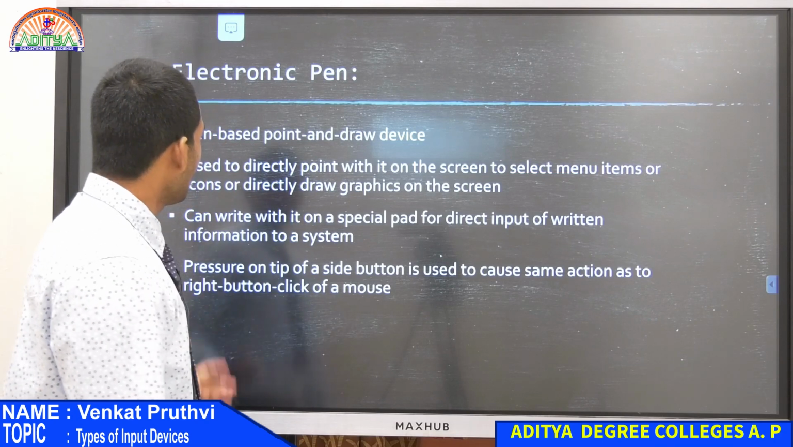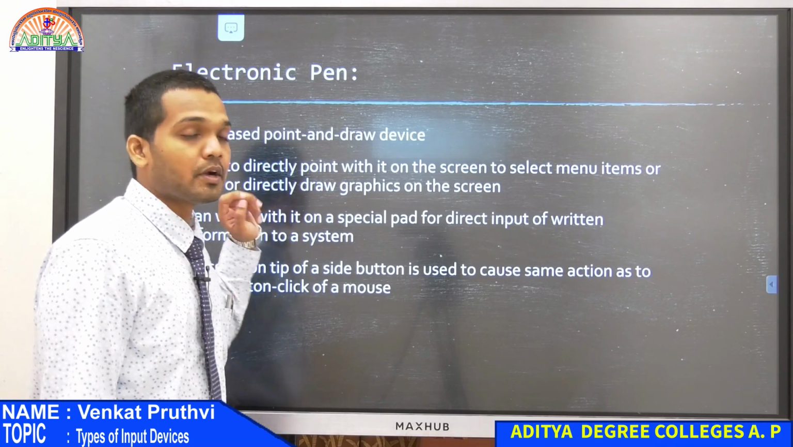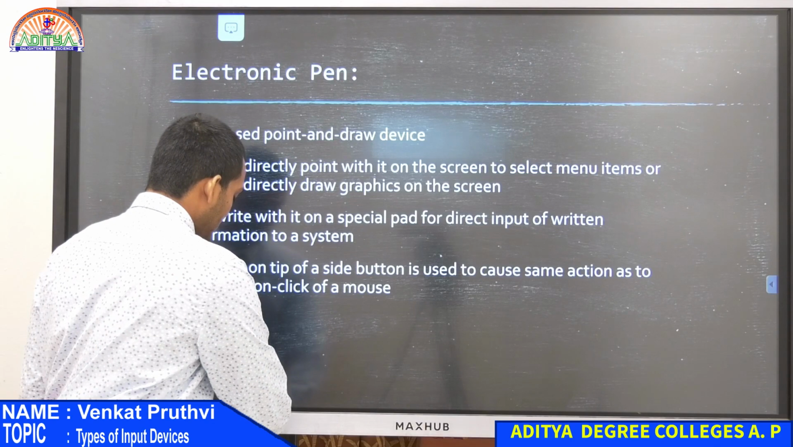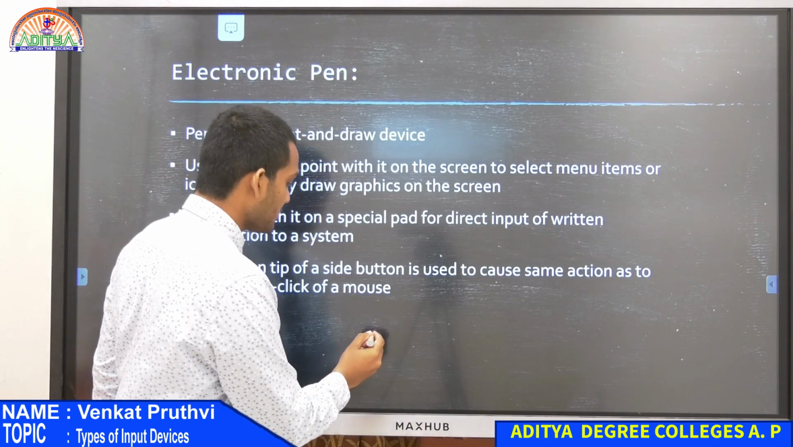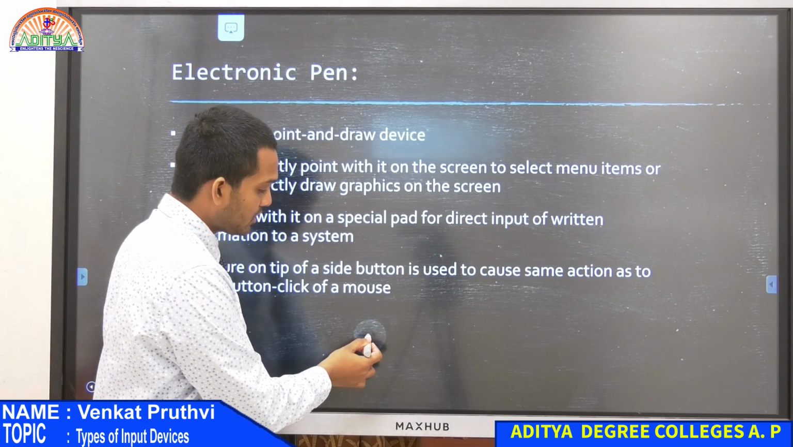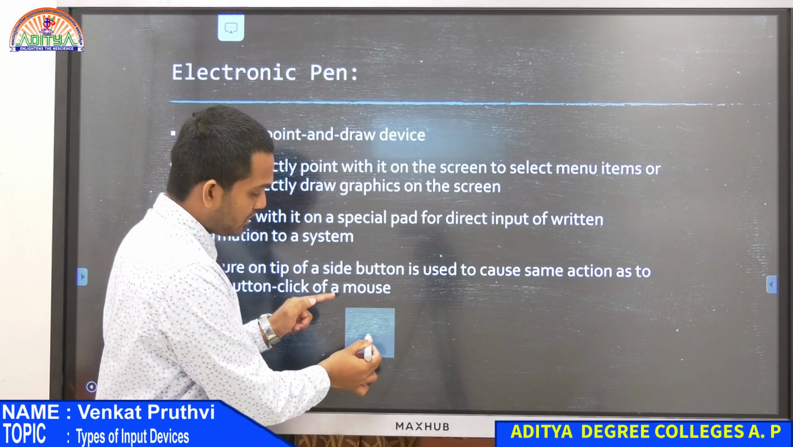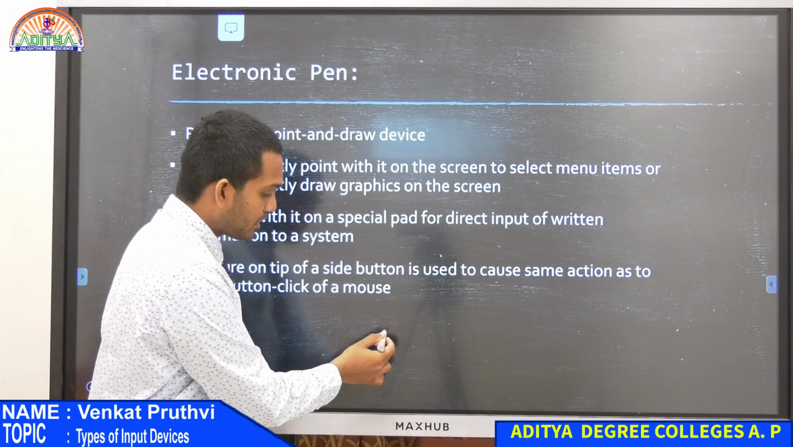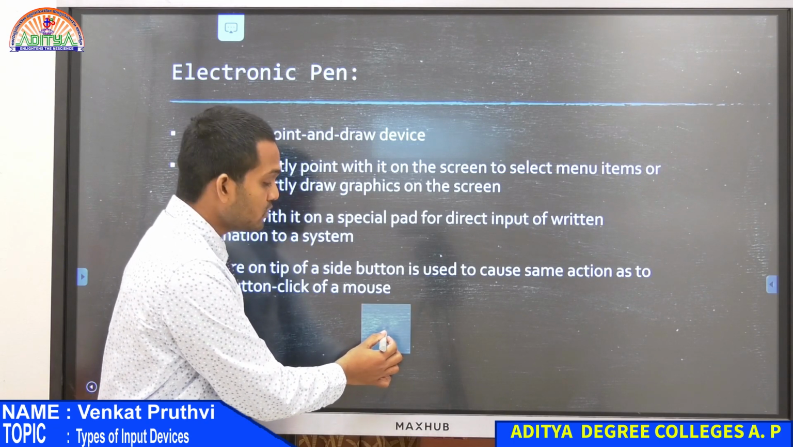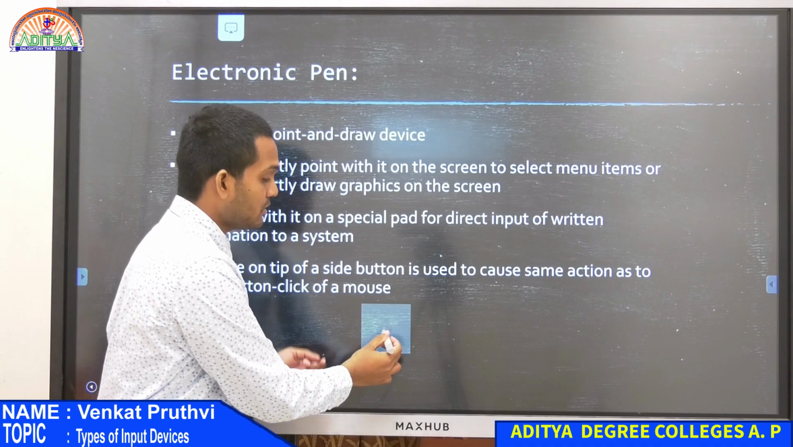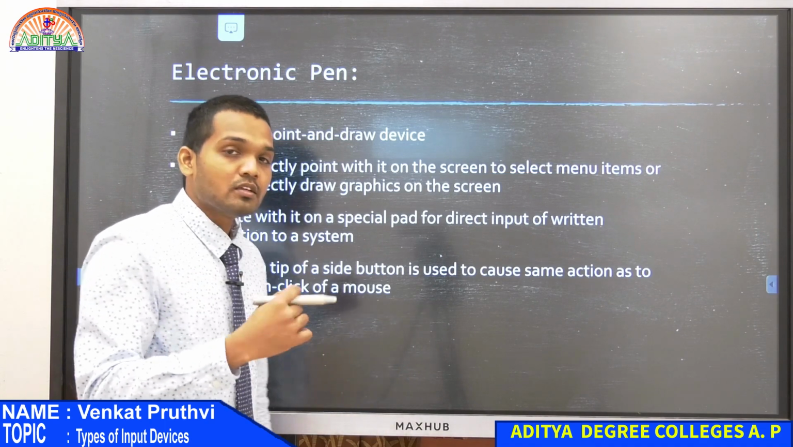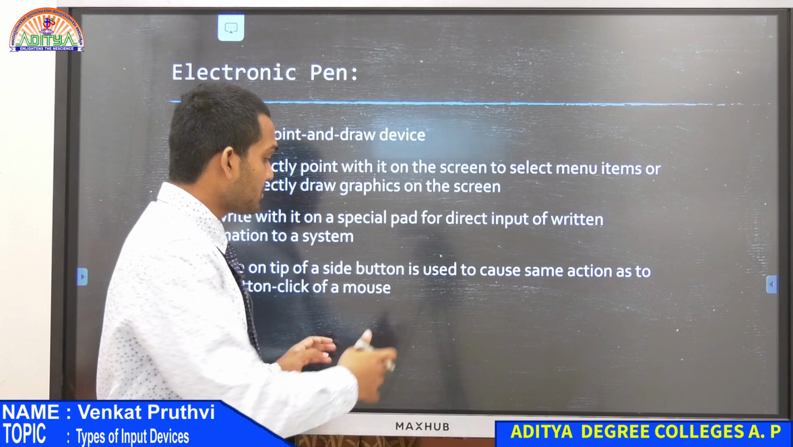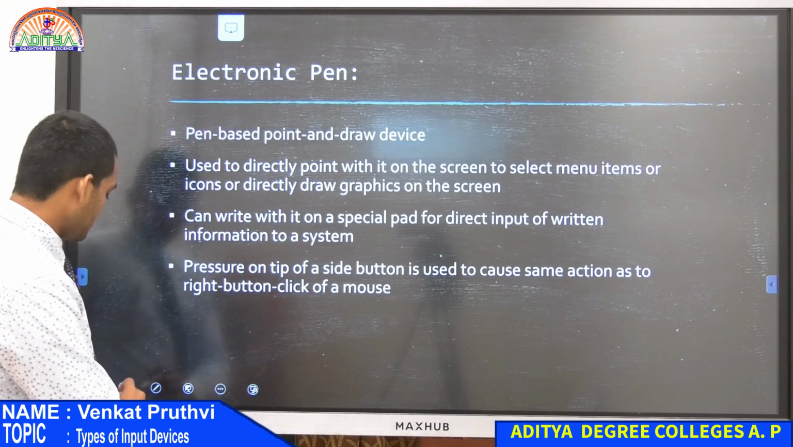Okay. So the same way these pen based point and draw devices, what they do is, this point is creating some pressure on this. Okay. See, whenever I am clicking here, you might be seeing this square, right? So whenever I am applying pressure, it's able to recognize there is some input to the computer or the screen, and it's working accordingly.